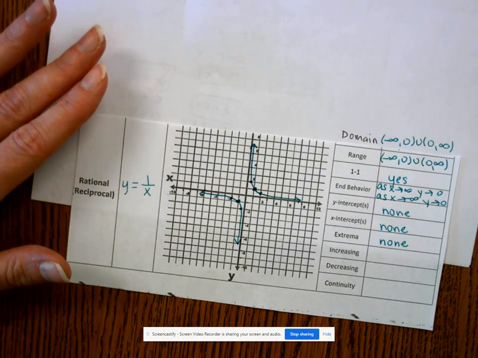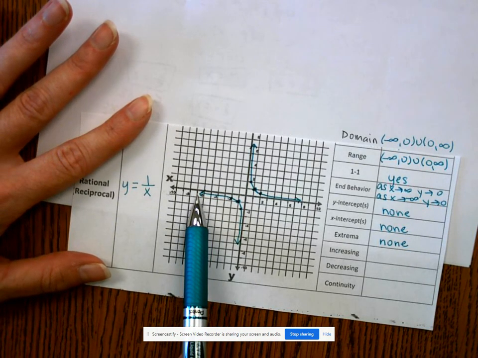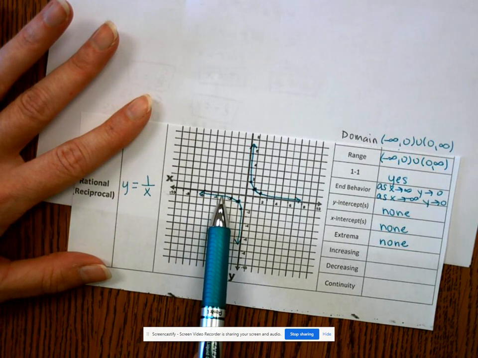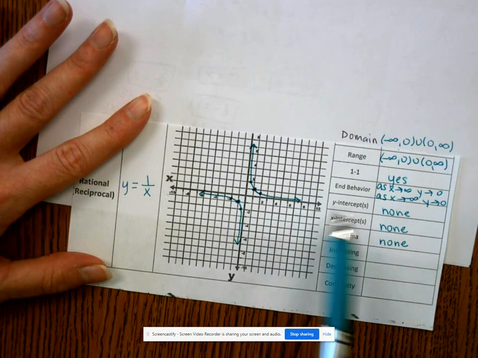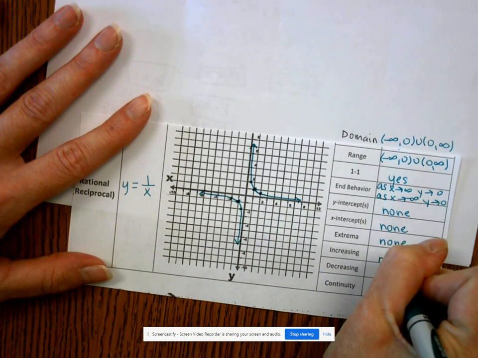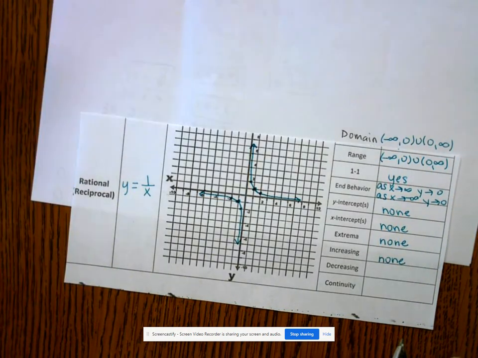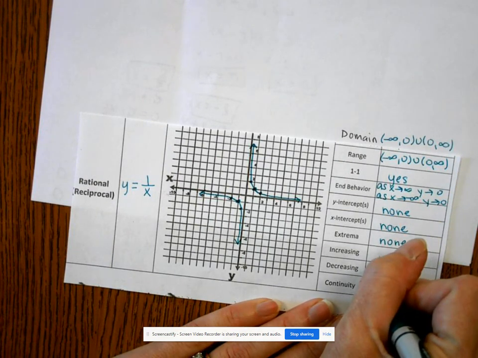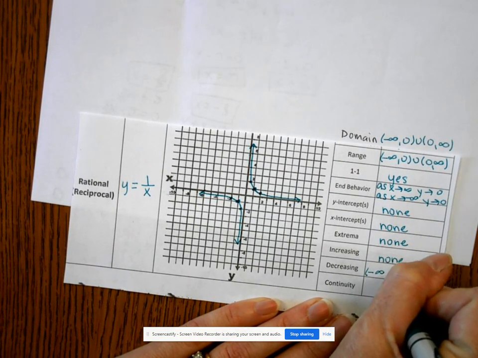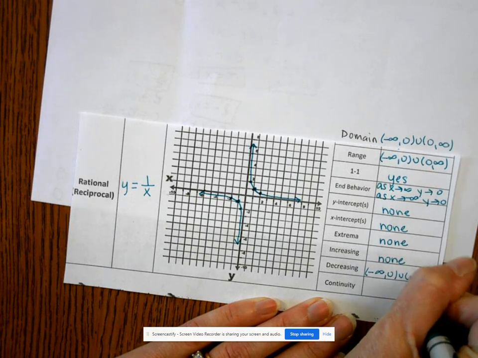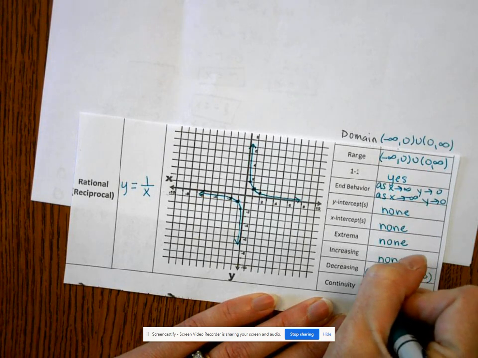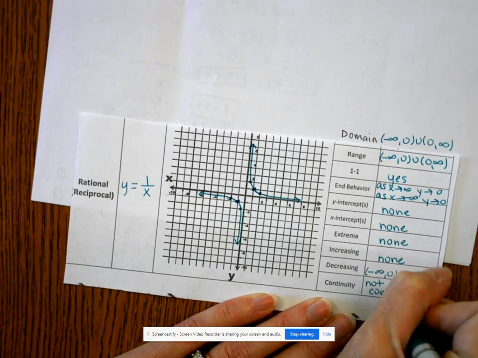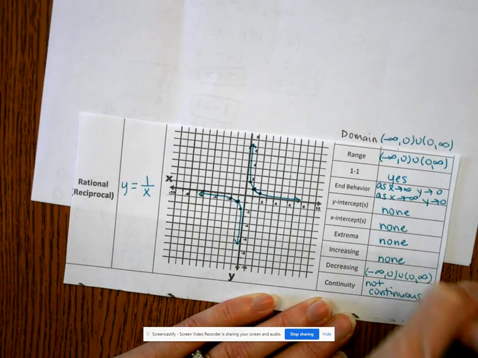All right, for increasing, if you try to follow this picture, you're going to be going down slowly and then down quickly. Over here, you're going to be going down quickly and then down slowly. So we are never increasing. It's always decreasing, except that nothing really happens at 0. So it's decreasing from negative infinity to 0, and then it's decreasing again from 0 to infinity. And then obviously it has 2 distinct pieces, so it's not continuous. I can't trace that without picking up my pencil.